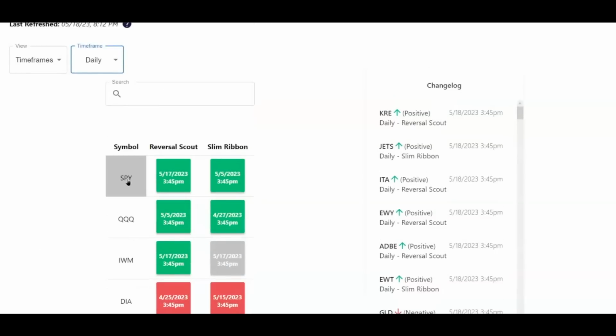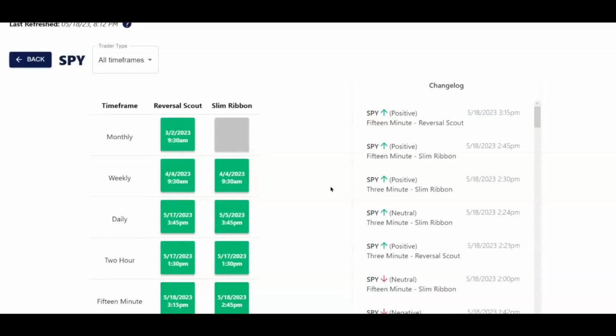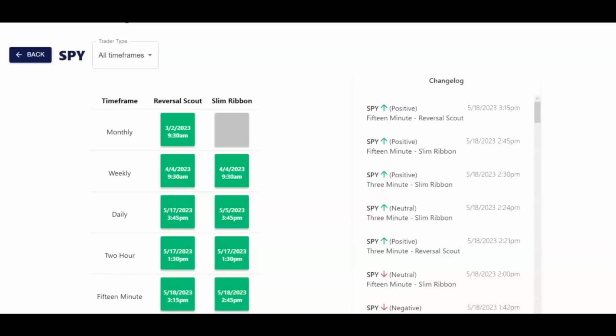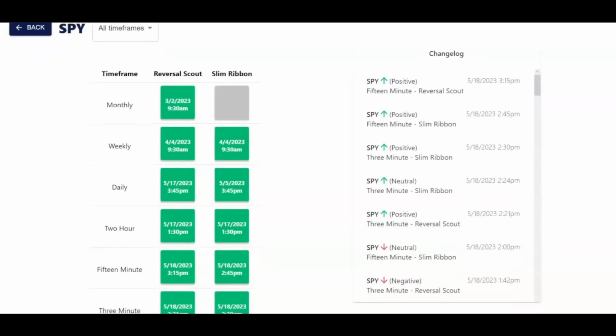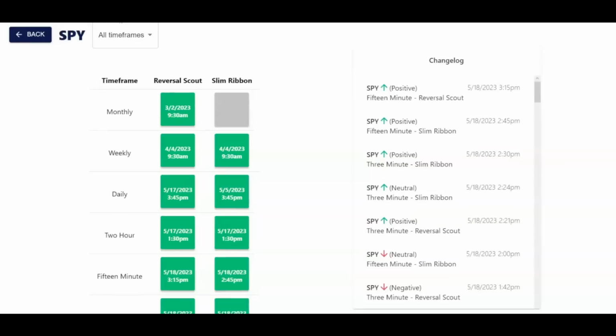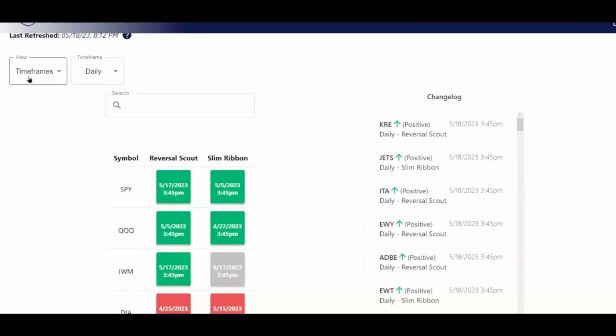If I click on SPY, which is something we all want to see, then it shows you each of the different time frames in there, and you can see that on the weekly it turned bullish on April 4th, and that's when it turned green, the daily on May 5th there, and then the reversals got caught up on May 17th, and the 2-hour, 15-minute, and then all the way down to the 3-minute in here. So if you were a really short-term trader, you would then be using the 3-minute, the 15-minute, really be helpful. So this is just a great tool, and you can see how important it is to really understand the conditions of the market.